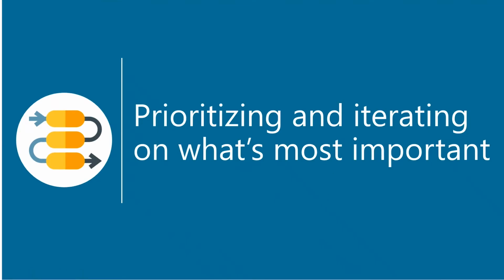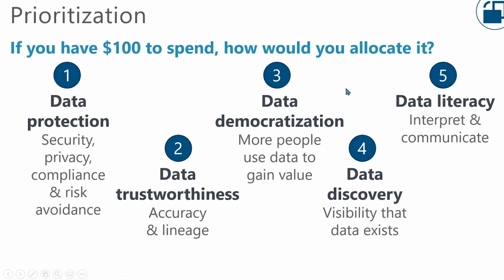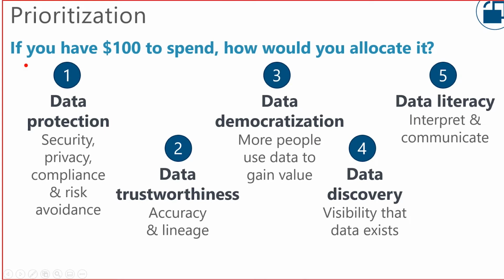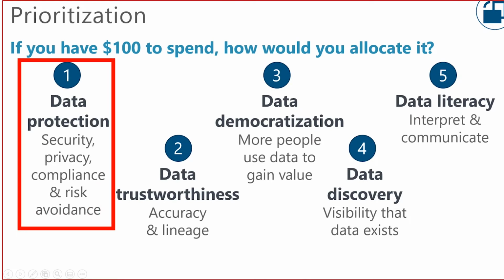So that brings us to priorities. And here's kind of a fun exercise. One way you can think about prioritizing your projects, your people, your time, your money: if you had $100 to spend, how would you allocate it? So if you start having discussions about what's important, and we start with something like data protection and security, well, of course, everybody's going to say that's important.